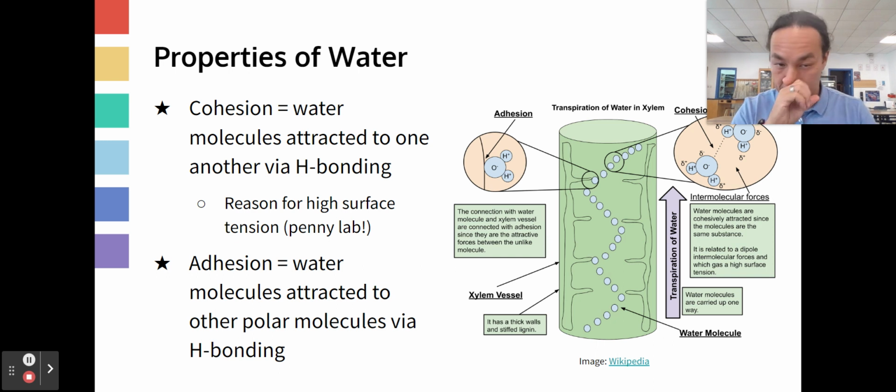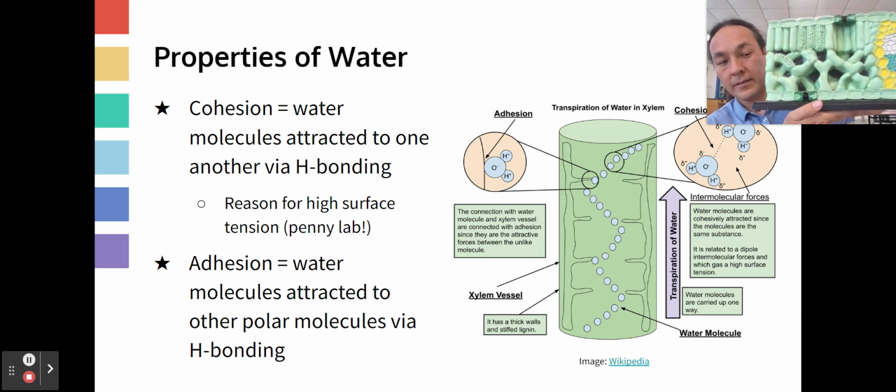It's going to be attracted to other polar molecules. So cohesion, I just remember C for couple, that water likes to bond to each other, and then adhesion is attracted to other polar substances. This is really important because it can lead to transpiration in plants. And so here would be a leaf model that I have.